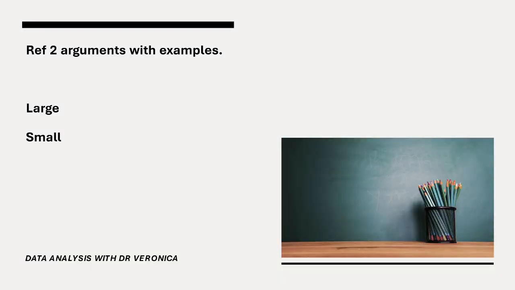We are going to look at having ref2 arguments with examples. In all the examples we've done so far, we've only looked at arithmetic operations that do not require us to have extra arguments. So in these examples, we will show how to use the ref2 argument in the aggregate function. And we are going to use these functions called large and small, right?